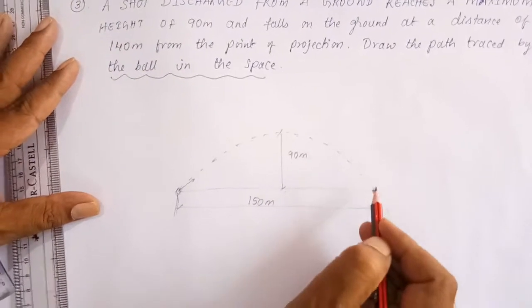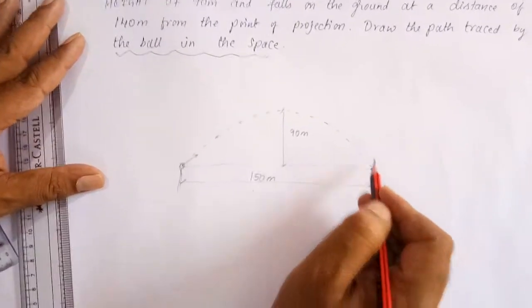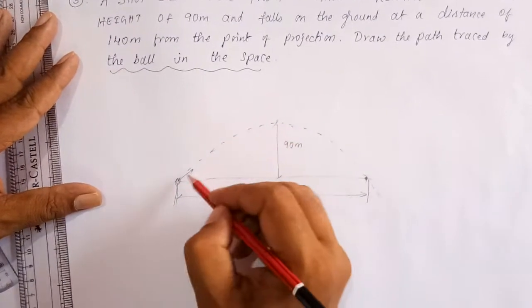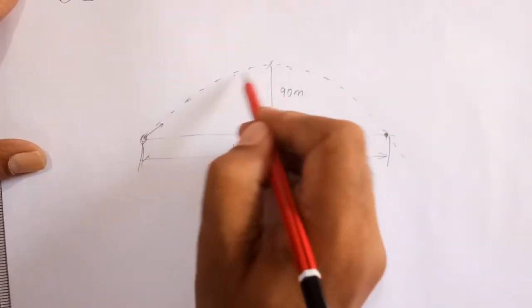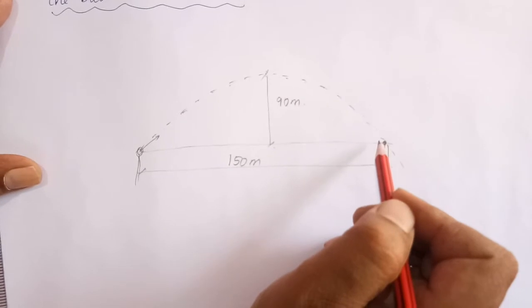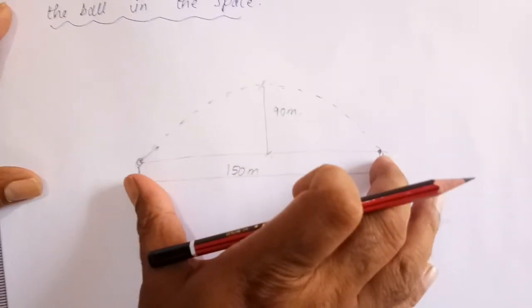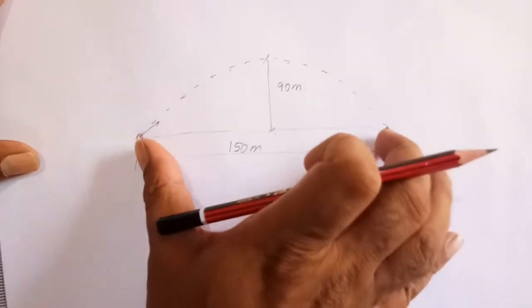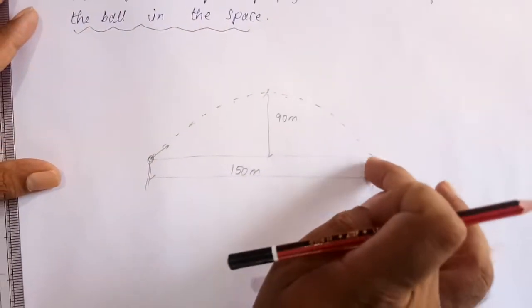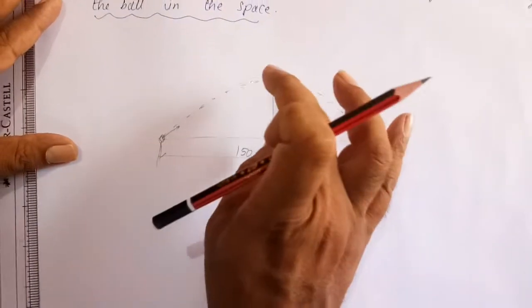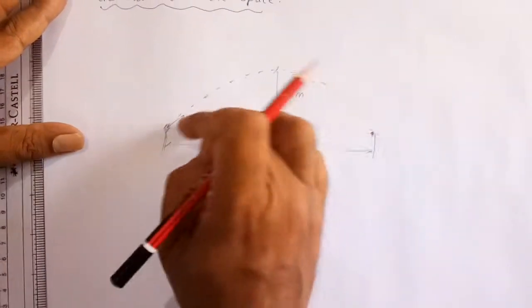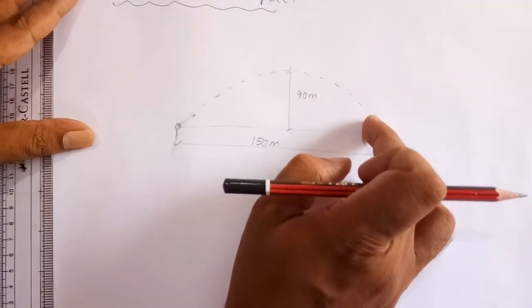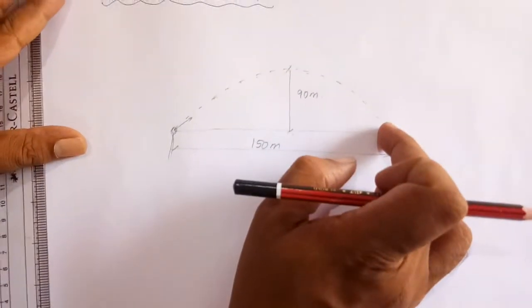So it definitely takes the shape of a parabola. The path traced by a ball will be in the shape of a parabola. Now we have to trace this path. How do you trace this path? That is our next question. They have given you the horizontal distance from the point of projection to the point of reachable, 150 meter, and height is 90 meter. We have to trace it. It is like a parabola. Now how do you trace this path?